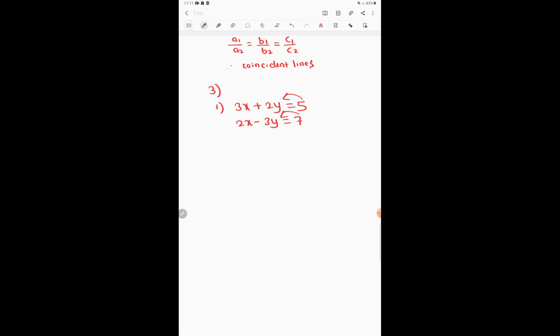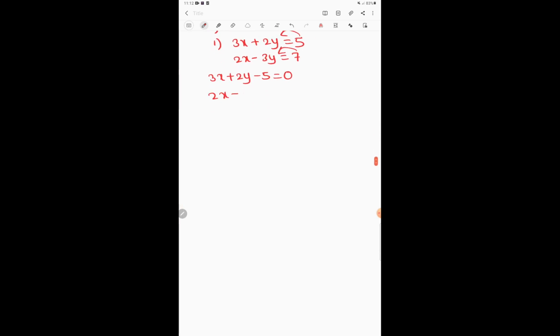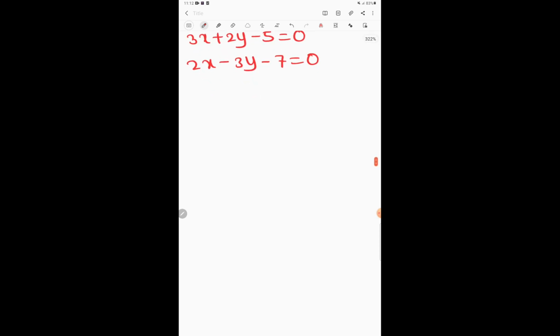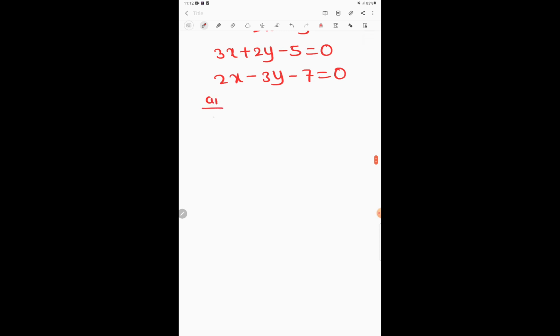When we have to find whether these types of lines are consistent or inconsistent, at that time what we do with the numbers on the right side is take them to the left side and set the equation equal to 0. 3x plus 2y plus 5 minus 5 is equal to 0, and the second is 2x minus 3y plus 7 minus 7 is equal to 0. Then you have to take the values a1 upon a2, b1 by b2, c1 by c2.